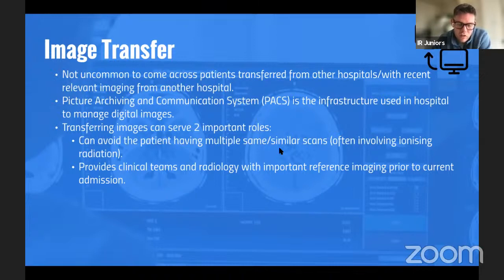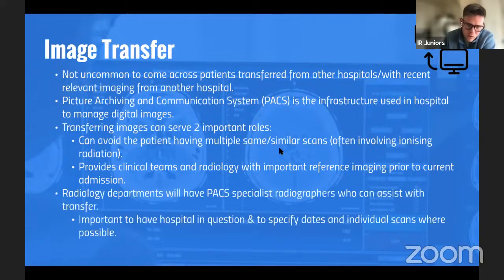It also provides the teams looking after the patient and the radiology department with important reference images if the patient is then getting further scans, so that they have some sort of baseline or previous imaging to review. There's usually a PACS specialist radiographer who works in these departments, who usually has a fairly accessible email, or you can call them, to organize these PACS transfers. The important things to have to hand are the hospital you want the images transferred from, the specific dates if available, and any individual scans that you know are particularly important.